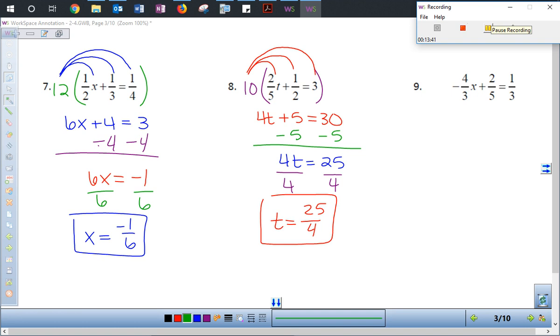And again, if you get an answer that seems a little weird, check it in your calculator. That's how you can tell if you got it right or not.